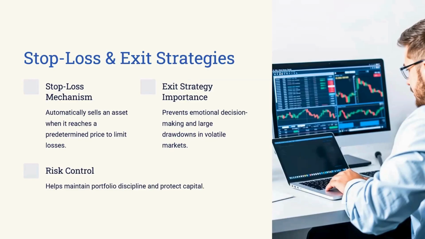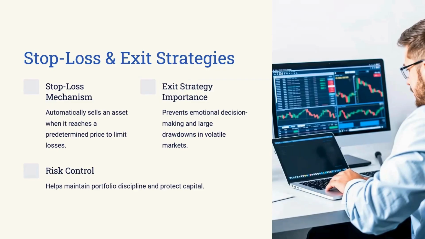Third one is the risk control. These strategies are vital for maintaining portfolio discipline and safeguarding investment capital. For a real world example, an investor buys a stock for 100 rupees and sets a stop loss order at 90 rupees. If the stock price drops to 90 rupees, it automatically sells, preventing further losses even if the investor is busy or emotional. It would be vice versa for buying, for a target profit.